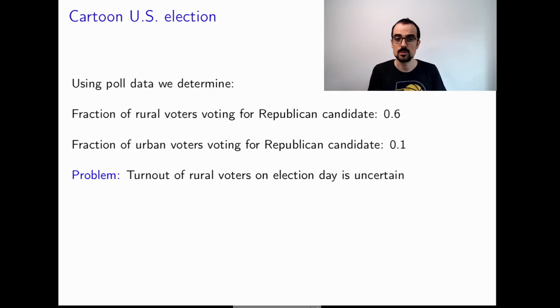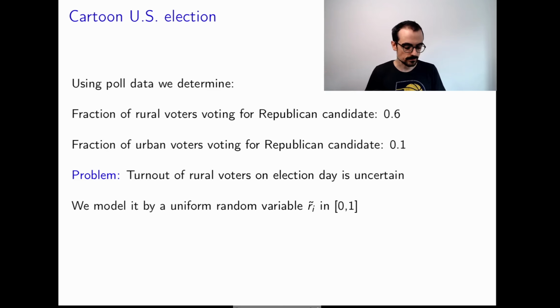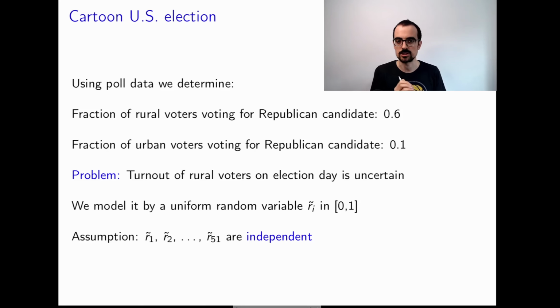Okay, so how are we going to deal with this uncertainty about how many rural voters are going to show up? Well, we're going to model it with a uniform random variable Ri that tells us the fraction of rural voters out of the total number of voters in state i on election day. So if Ri is equal to 0.5, half of the voters on election day for state i are rural voters. We're going to assume in this first model that all of this rural turnout is going to be independent.